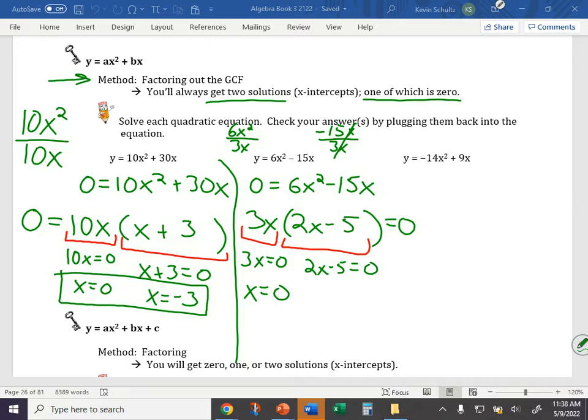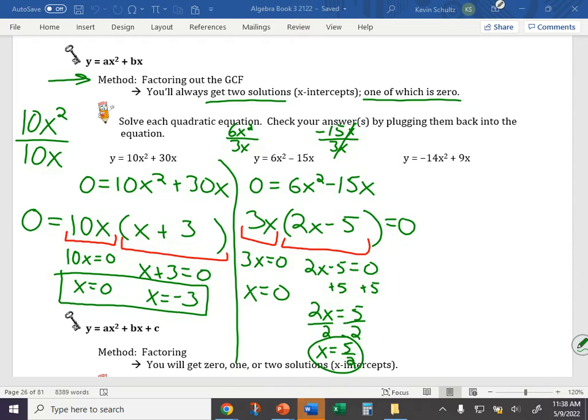We solve the equation, right? We know what we want 2x minus 5 to equal, and we want it to equal 0. And so let's just solve for x. Add 5 to both sides. We get 2x equals 5. Divide both sides by 2. And we get x equals 5 over 2.